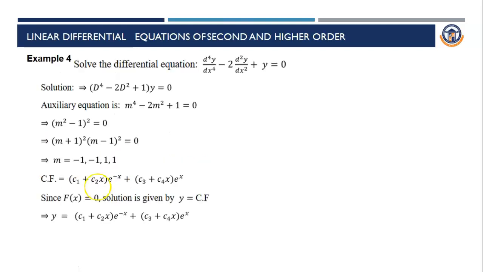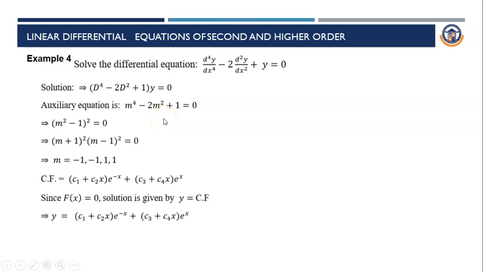Next problem: d power 4 y divided by dx power 4 minus 2 into d square y by dx square plus y is equal to 0. So this can be written as (D power 4 minus 2D square plus 1) into y is equal to 0. This is the auxiliary equation: m power 4 minus 2m square plus 1 is equal to 0.